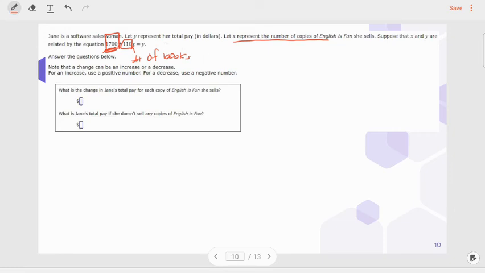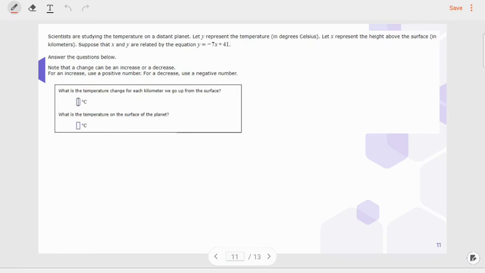It's my rate. So when I read the first one that says, what is the change in Jane's total pay for each copy that she sells? The rate of change, or how much her income is changing per book, is 110. So anytime you see this word change or this word each, we're looking for that number next to X, so 110. Then it says, what is Jane's total pay if she doesn't sell any books? Well, if she sold 0 books, 110 times 0 is 0. So it's that constant that's left over. So 1,700. Let's look at just a couple more examples to make sure we got the hang of this.